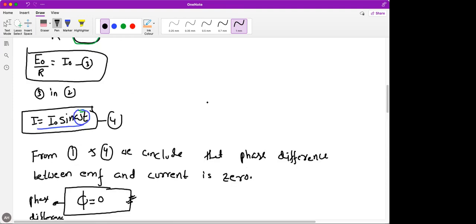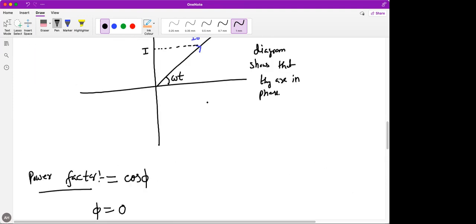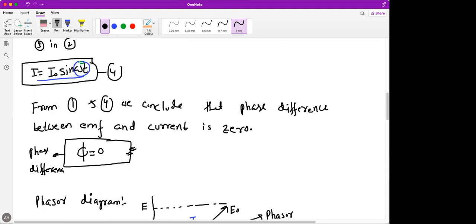This is the simplest circuit, an AC circuit having a resistor.